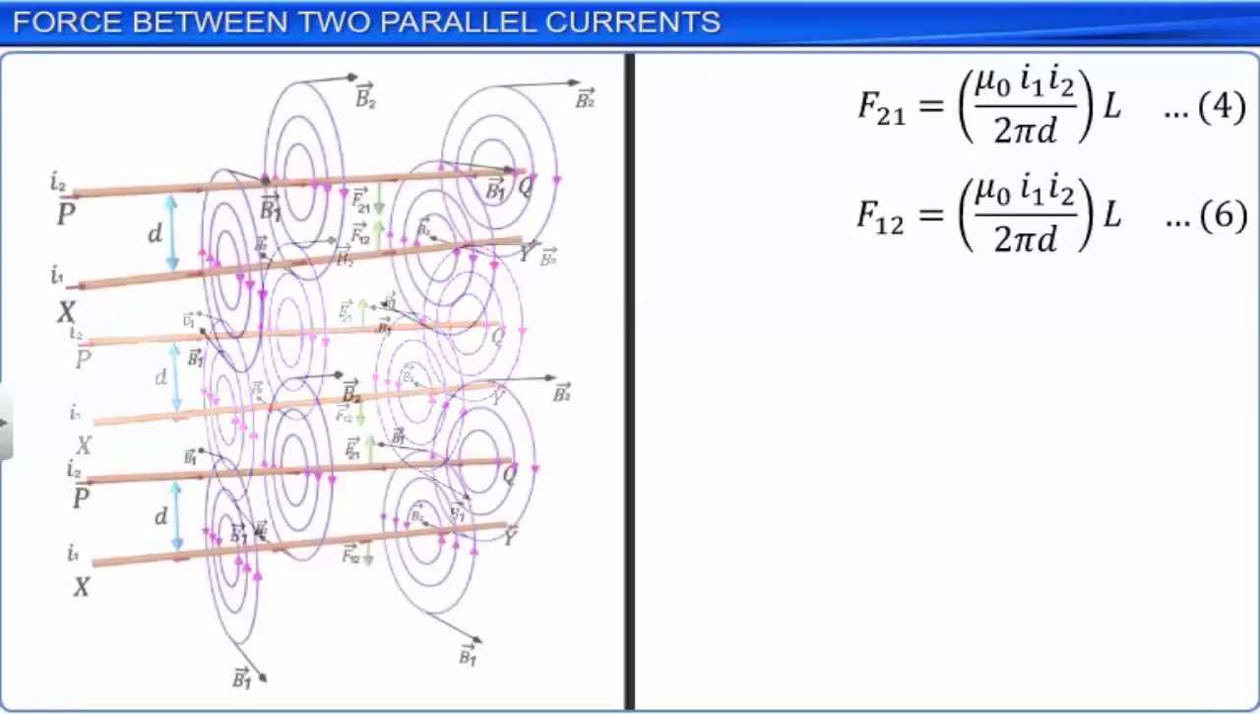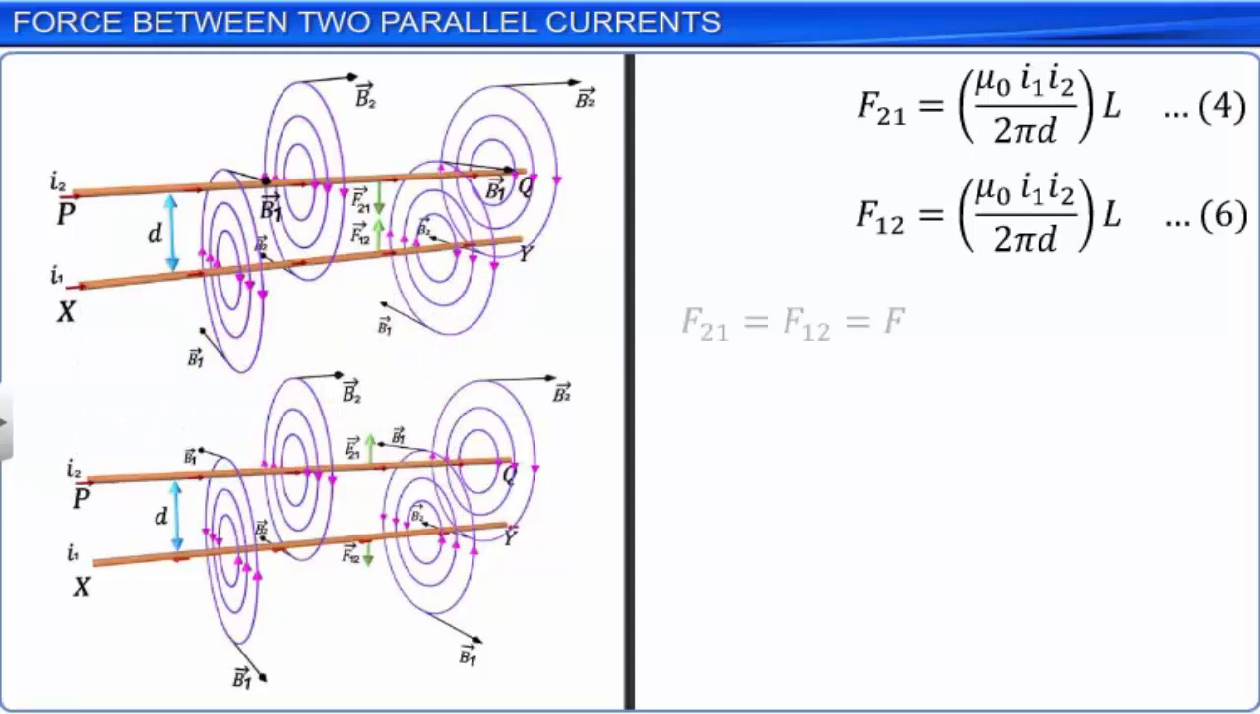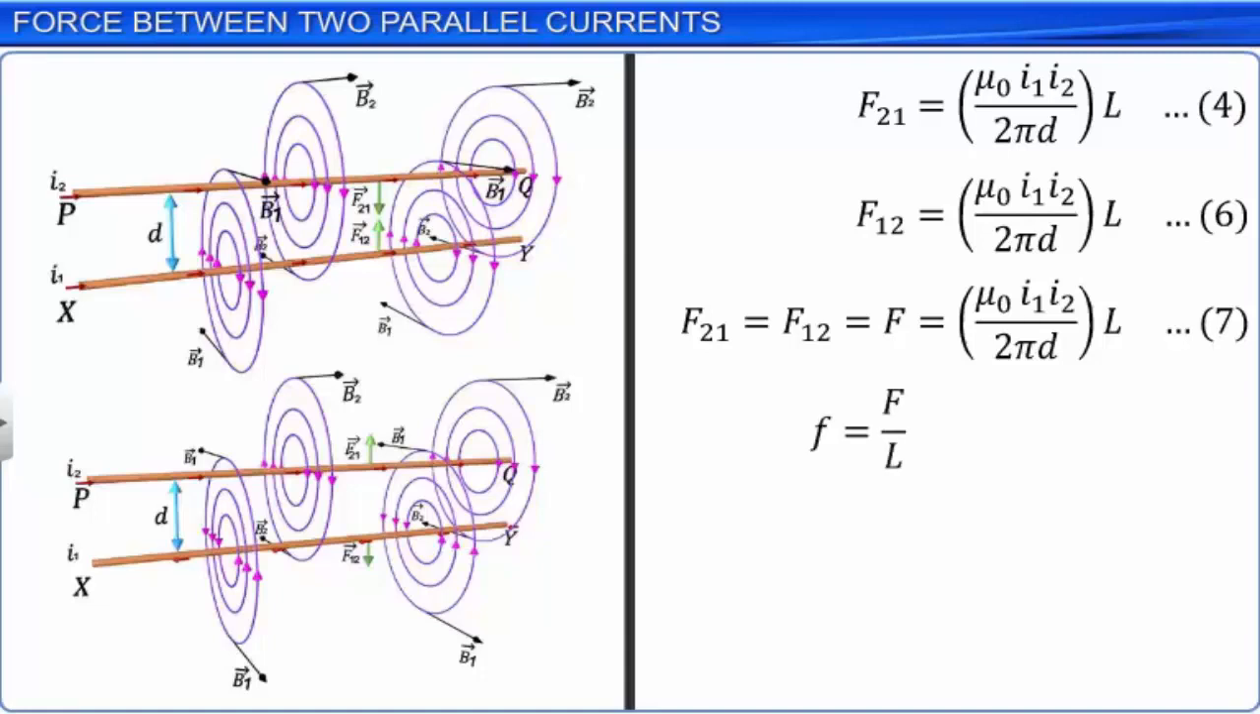Thus, the magnitude of the force F between two parallel conductors of infinite length L, separated by distance d, carrying current I1 and I2 respectively in them, is equal to mu naught I1 I2 by 2 pi d into L. Let this be equation 7. Therefore, the force acting per unit length of the conductor F is equal to F by L, which is equal to mu naught I1 I2 by 2 pi d. Let this be equation 8.